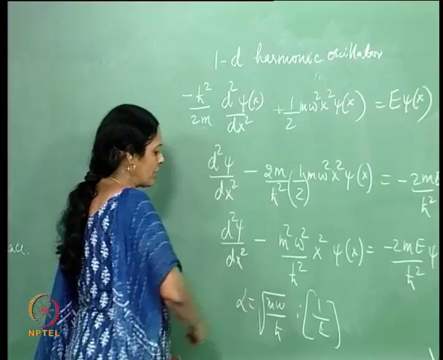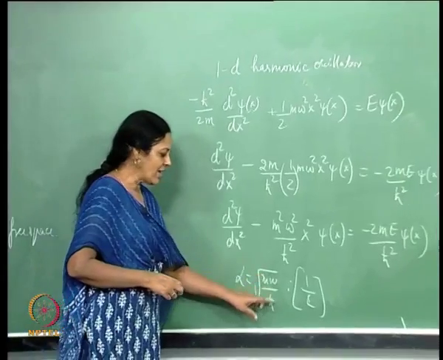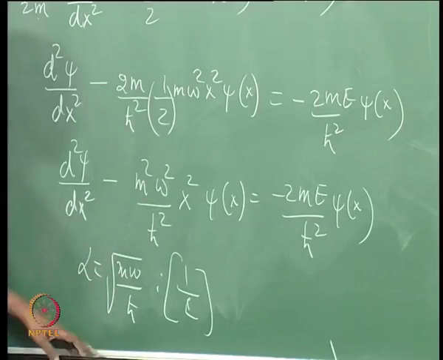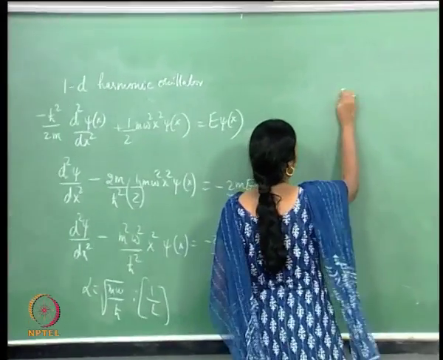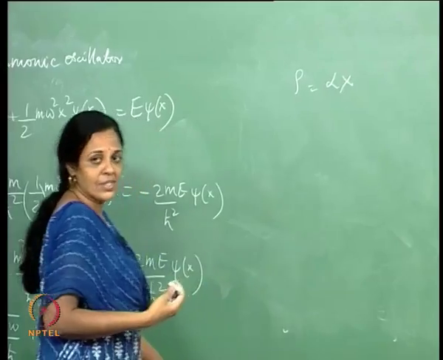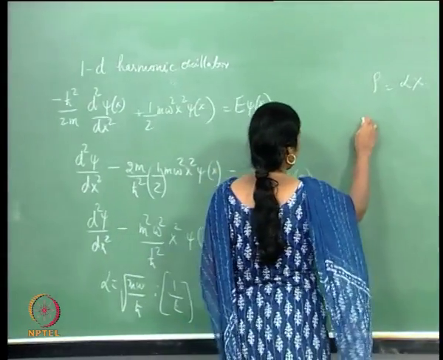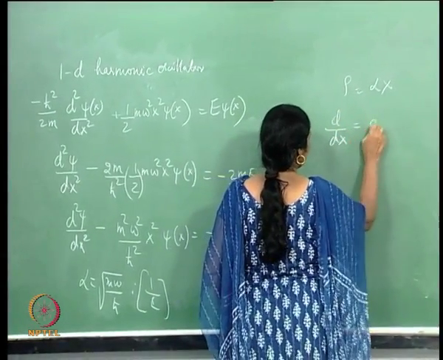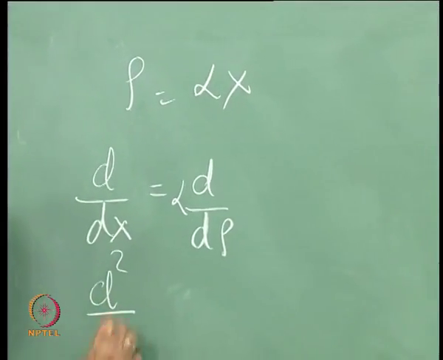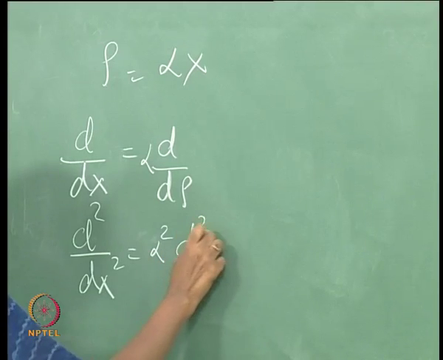Now to solve these differential equations, it is good to scale out such dimensional quantities. Find out the natural scale in the problem. In this case, it is a length scale. Find out the natural length scale and scale out. So you define an object rho, which is alpha x, and clearly rho is dimensionless because x has dimensions of length and alpha has dimensions 1 by length. Then d by dx is simply d by d rho times d rho by dx, which is alpha, and d2 by dx squared is again alpha squared d2 by d rho squared.